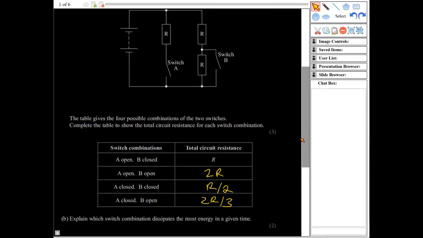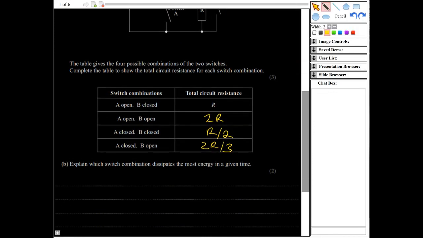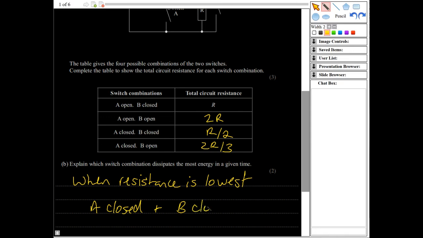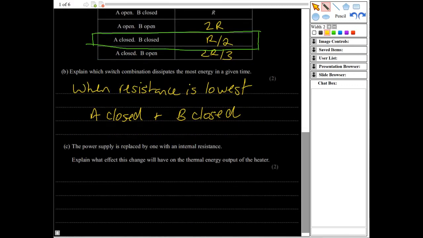So what we'd want for here would be where the smallest resistance is. So it would be when resistance is smallest. Okay, so when the resistance is lowest, and then that would obviously be A closed and B closed. Okay, this combination here, because that gave us a resistance of R over 2, which was the lowest. Okay, and we've got the last part.